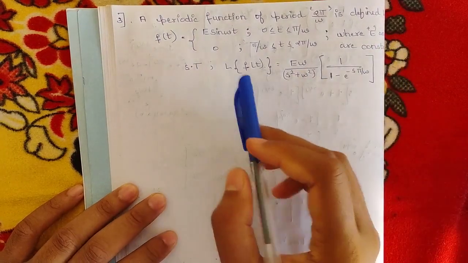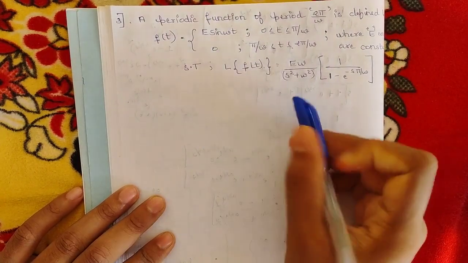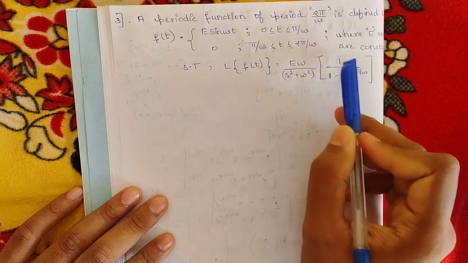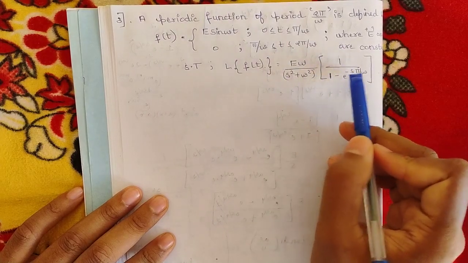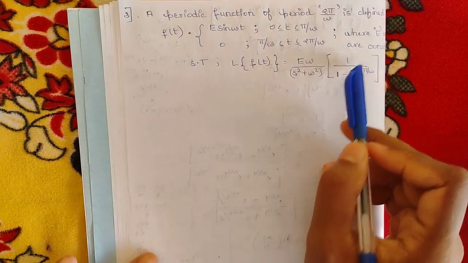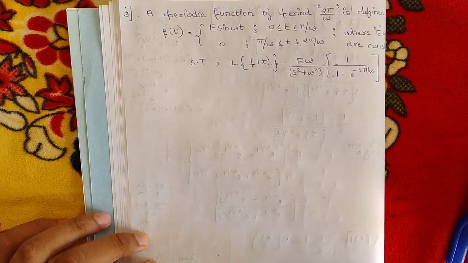We should be showing that the Laplace transform of f of t, while we solve, should give our answer as E omega divided by s square plus omega square, into 1 divided by 1 minus e to the power minus s pi by omega. While solving for the Laplace transform, we should get this as our final answer. Let us check whether we will get this or not.